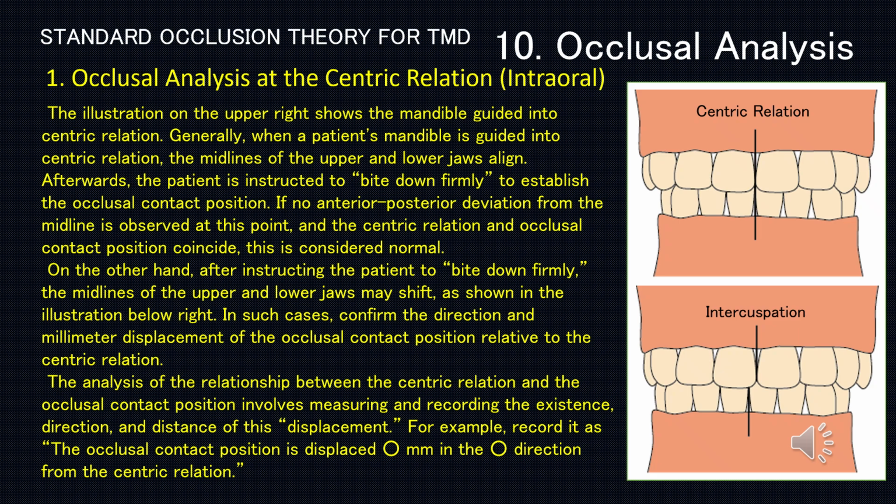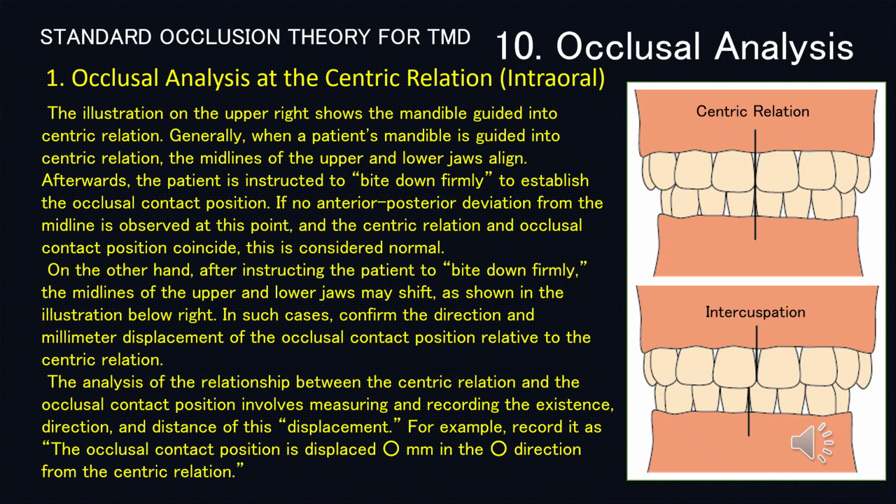1. Occlusal analysis at the centric relation, intraoral. The illustration on the upper right shows the mandible guided into centric relation. Generally, when a patient's mandible is guided into centric relation, the midlines of the upper and lower jaws align. Afterwards, the patient is instructed to bite down firmly to establish the occlusal contact position. If no anterior-posterior deviation from the midline is observed at this point, and the centric relation and occlusal contact position coincide, this is considered normal.